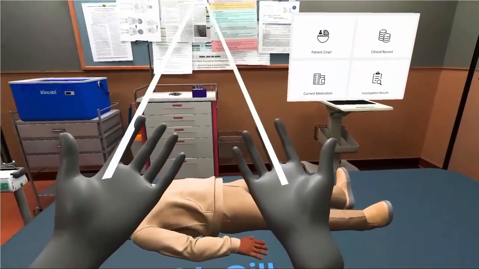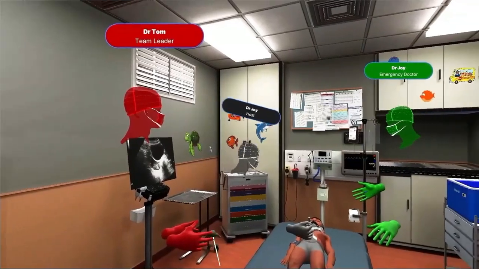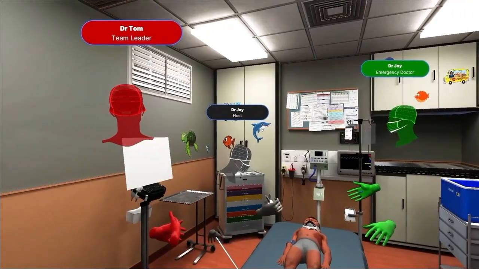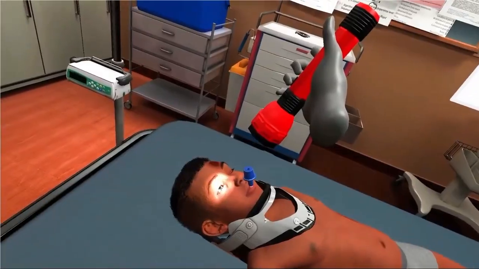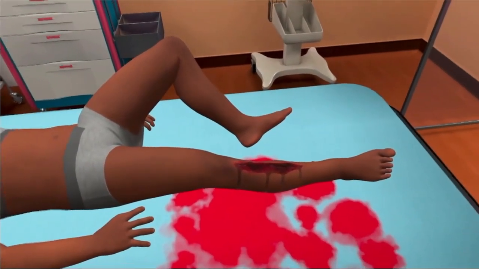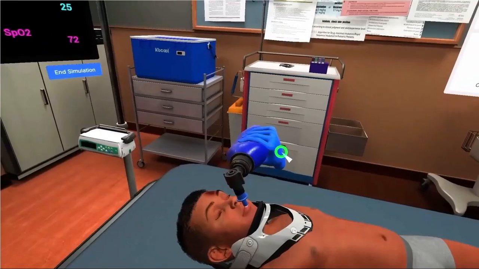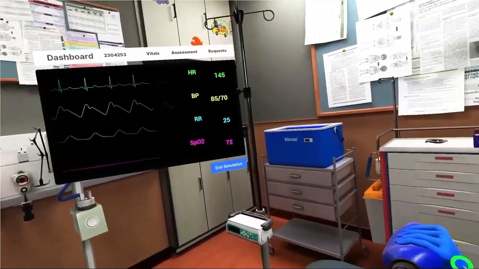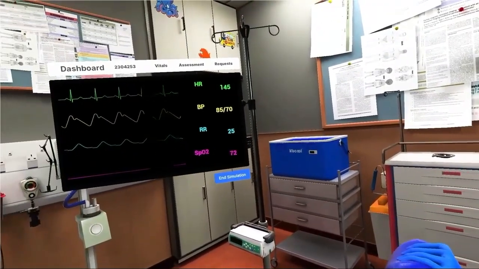As you can see, it's really immersive. It's a multi-user platform, so you can train non-technical skills. You can interact with the patient, do simple procedures, perform a FAST exam, and really train the basics of pediatric trauma. And not only that, but really teamwork and all the non-technical skills.